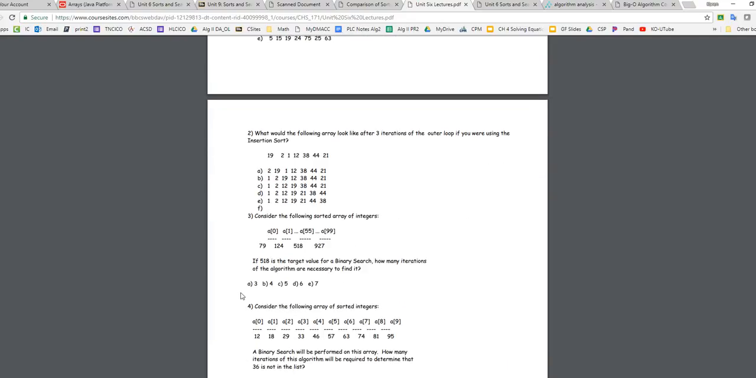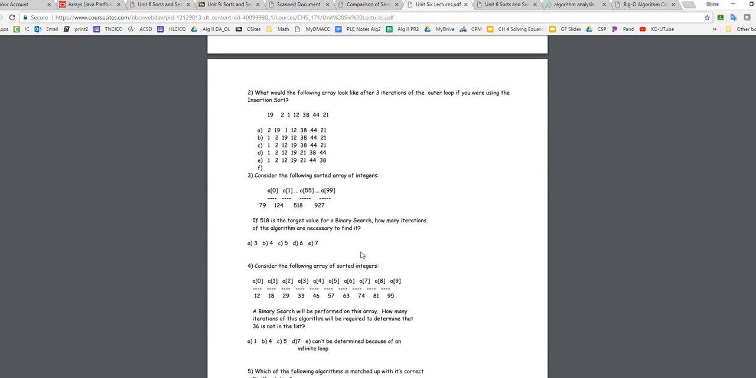So if I scroll down and we look at question number 3. This one I referred to on the previous video, and it says consider the sorted array of integers. And so we know that they are in order. It says if 518 is the target value for a binary search, how many iterations are necessary? So it is looking for this 518, and it wants to know using the binary search, which is a divide and conquer. So you divide in half, decide whether the value is lower or higher than your target, and keep doing that algorithm until you find it.